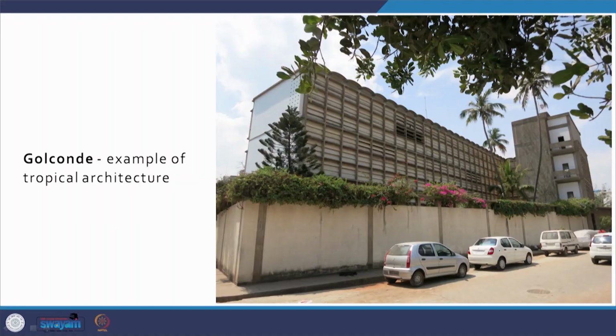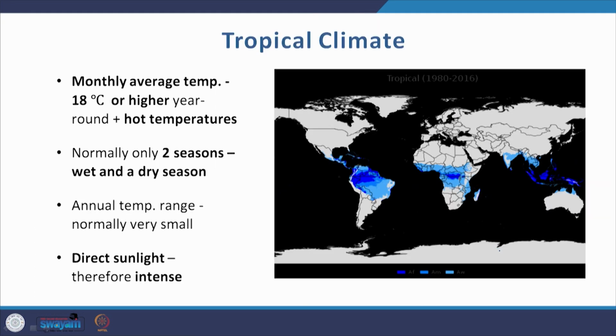So let us come to the first truly modernist building built in India by Antonin Raymond, called the Golconde Ashram in Auroville in 1942. It is an example of tropical architecture. What is tropical architecture? Tropical climate: monthly average temperature 18 degrees or higher around the year with hot temperatures, normally two dominant seasons, wet and dry. Annual temperature range is normally very small. There is direct sunlight which is intense.